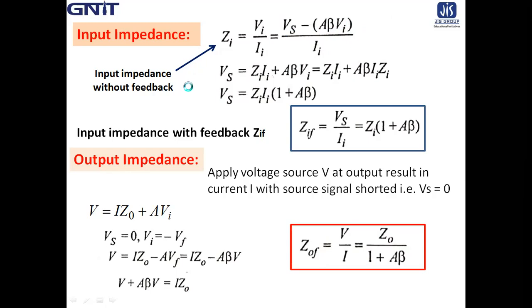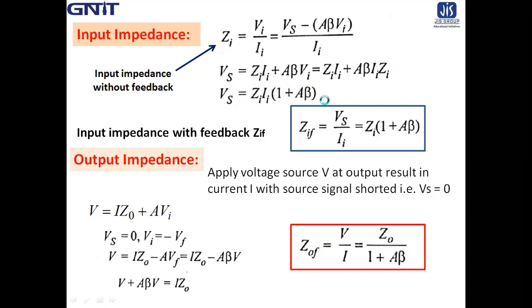Therefore, after simplification, Vs equals Zi Ii plus A beta Vi, or it is say Zi Ii plus A beta Ii into Zi. Therefore, Vs equals Zi Ii into 1 plus A beta.